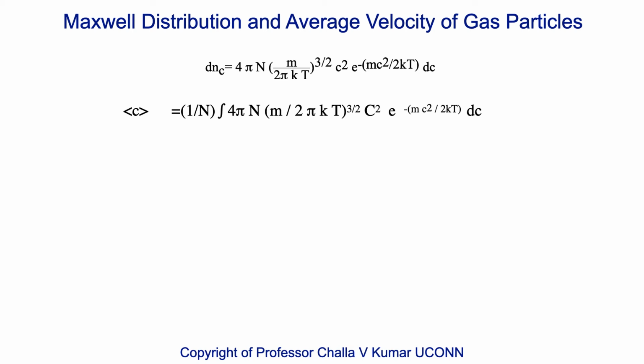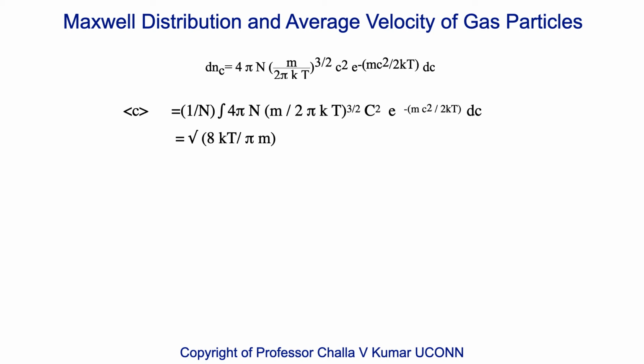So N and N will cancel away, and you can integrate this quite readily, and you can look it up in the book, in the calculus tables, and then put the integrated expressions in. So that turns out to be square root of 8kT over pi m. So this is a deduced result. You don't have to work this out, but it'll be useful if you worked it out. So square root of 8kT over pi m is the average velocity. Now remember, this is not root mean square velocity, it's the average velocity.